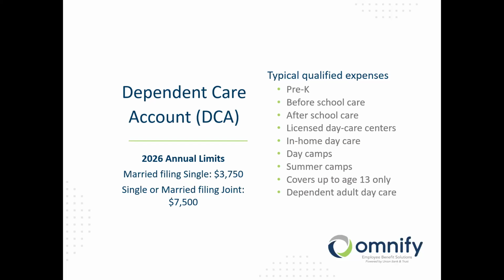And while these limits have not kept up with rising childcare costs, most people find that they use their funds fairly quickly. That's why planning ahead really is key with this account so that you can make the most of every dollar that you've elected. And if you've had a DCA for many years before 2026, you'll probably notice that that limit did increase. So it used to be $5,000 and it was just recently up to $7,500. So that is the additional benefit.